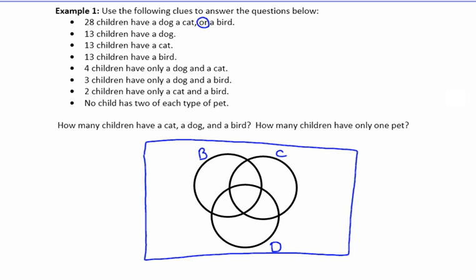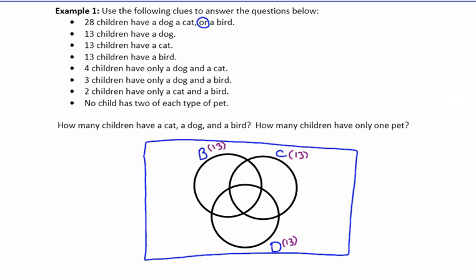So going on, 13 children have a dog. Okay? And I find it helpful to put this down here. We know the total, where's dog? Down here. 13 have a dog. Total. 13 have a cat. And 13 have a bird. Now right away I know there's going to be overlap because 13 plus 13 plus 13 is more than 28, the union of all three. So there had to have been an overlap.